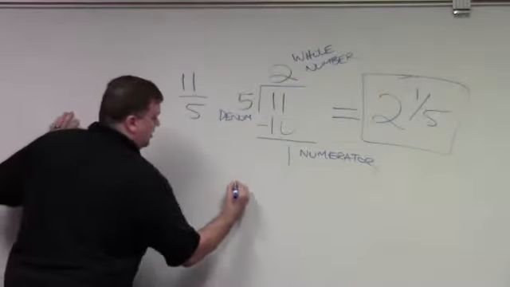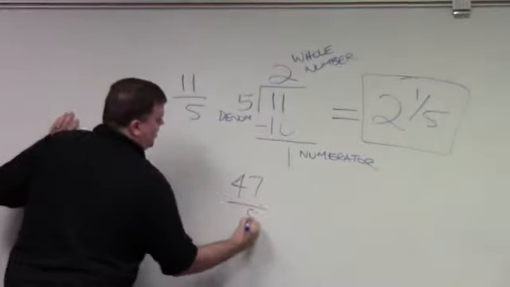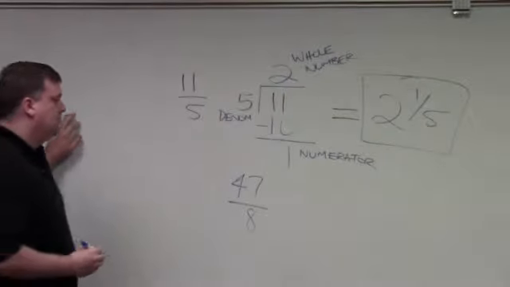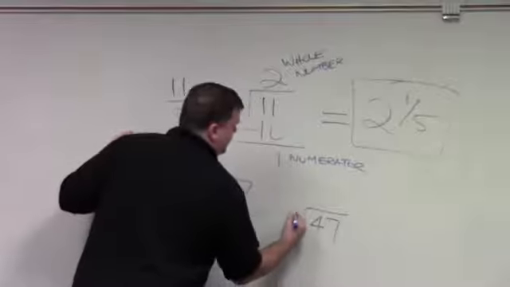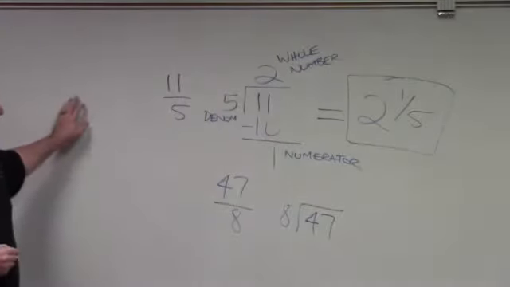So let's try one with a little bit bigger number. 47 over 8. How many times can 8 go into 47? 5. Everybody agree with that?